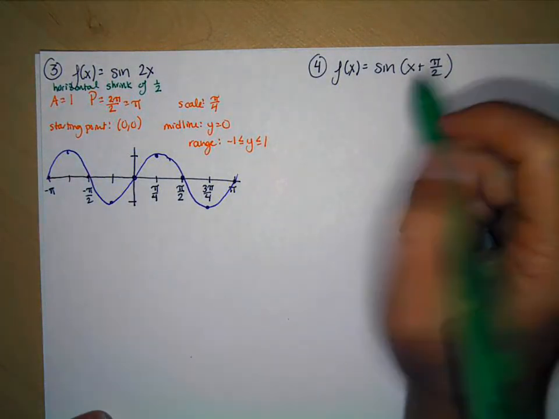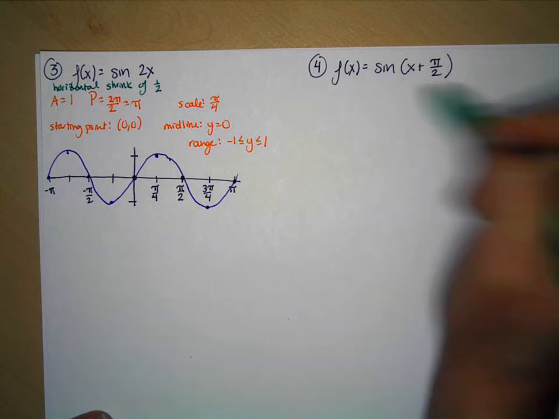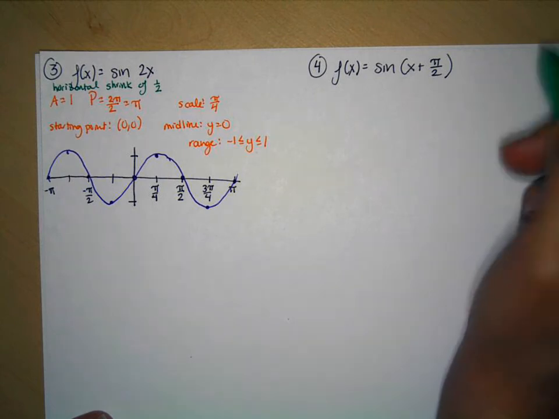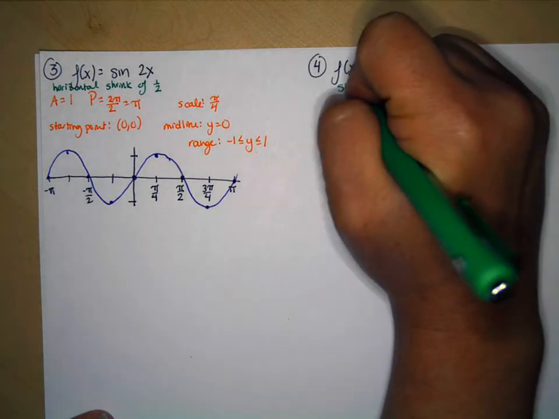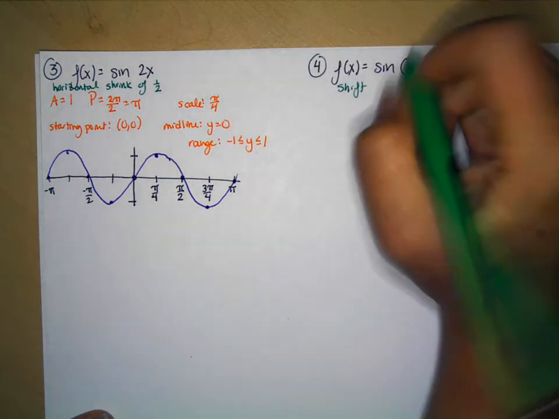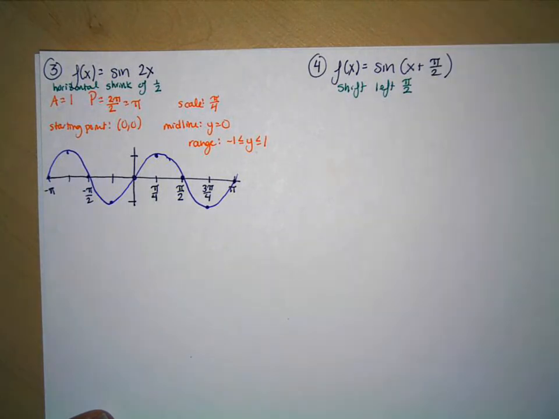Okay. Number 4, example 4 here, f of x equals the sine of the quantity x plus pi over 2, since that plus pi over 2 is inside the parentheses. We know this is going to be a horizontal shift. And remember, those are backwards, so if it says plus, it actually moves our graph to the left, so we have a shift left, pi over 2.